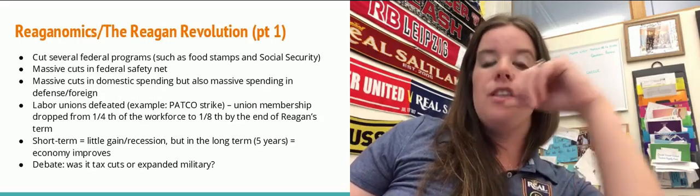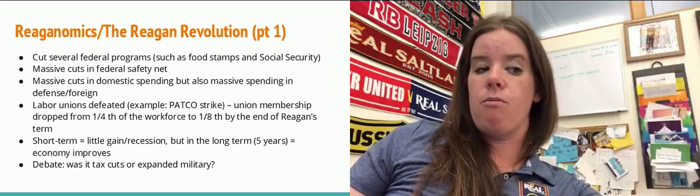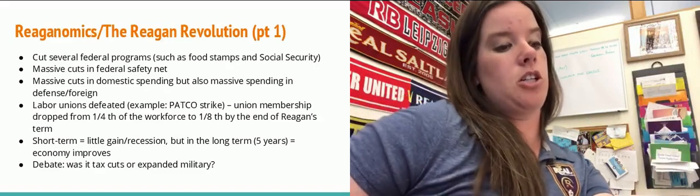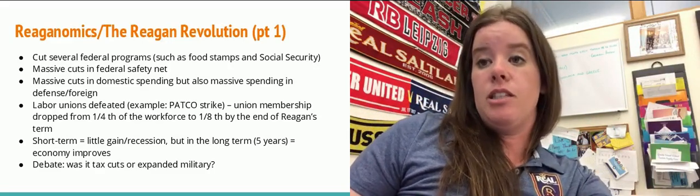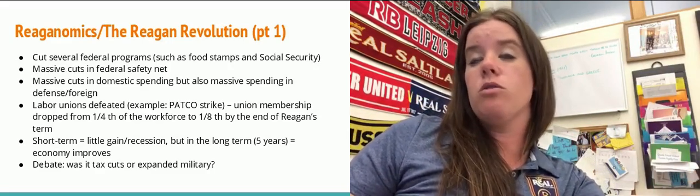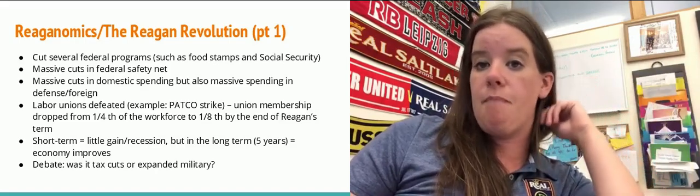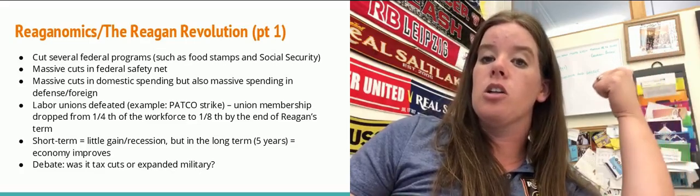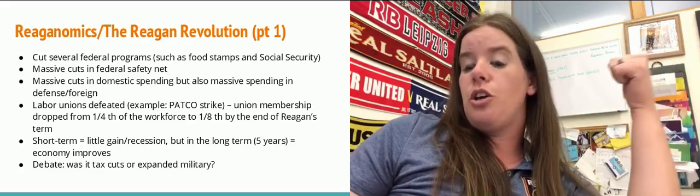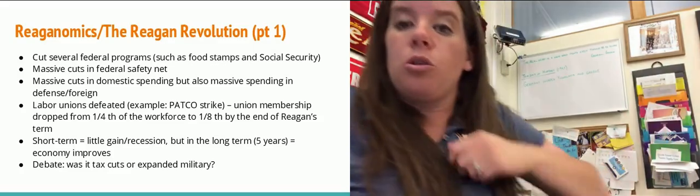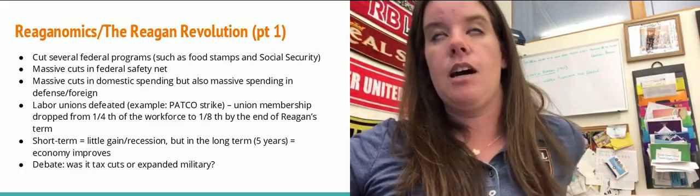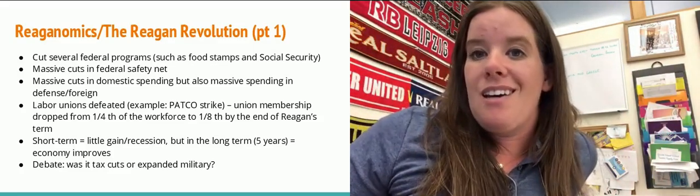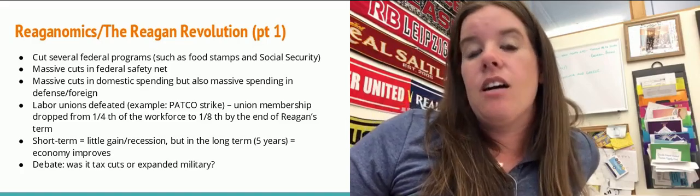Now, this brings us to what is known as Reaganomics or the Reagan Revolution. So this entire section on your paper needs to be double-starred, know it. It's the most likely question that's going to be on the AP exam. So let's talk about Reaganomics. First off, Reagan is going to cut a lot of federal programs. Social Security, food stamps. All those social welfare programs are going to be completely cut. So think about Obamacare getting cut. That's really what he's going to do here.